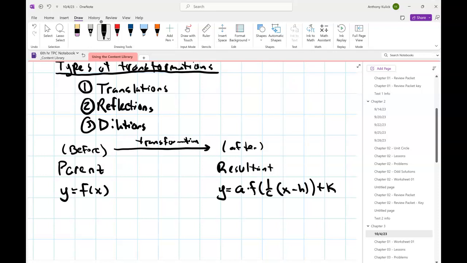The way we're going to change the resultant is with the formula given here. So we have y equals a times f of 1 over c times x minus h, plus k. And somehow this a, c, h, and k are going to perform those types of transformations we have above. So the translations and reflections and dilations will all be handled somehow by these coefficients a, c, h, and k.